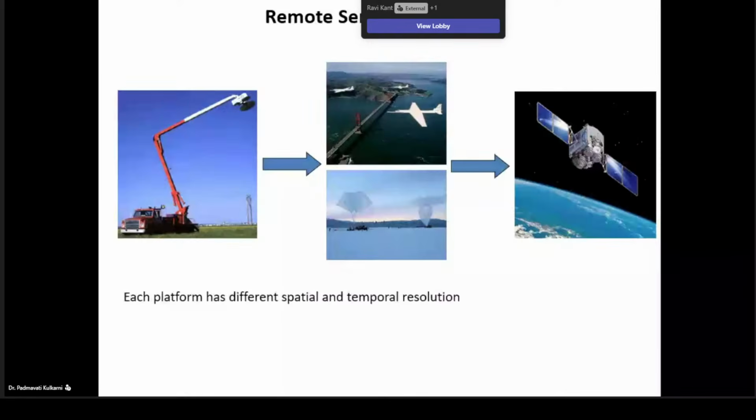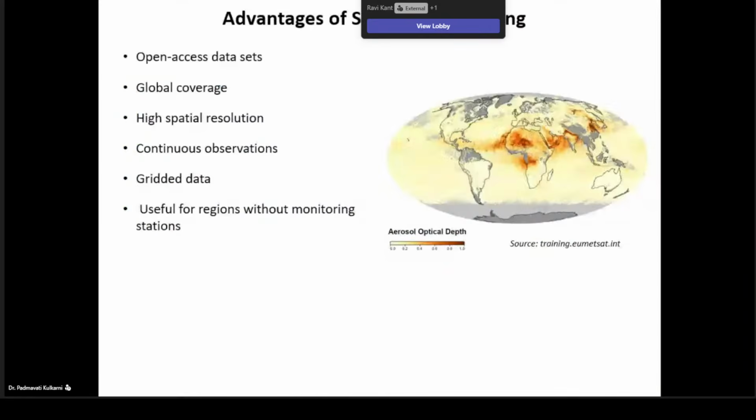Each platform has a different spatial and temporal resolution, as I said. Coming to the advantages, satellite monitoring definitely has a lot of them. In fact, in India, compared to other countries, satellite monitoring usage still needs to be increased. One advantage is open access data. The data set is available freely, you can download it, and it has global coverage.